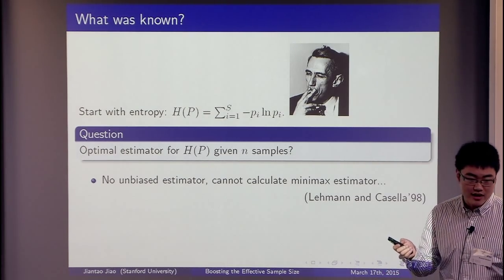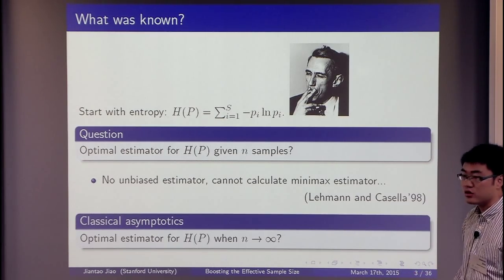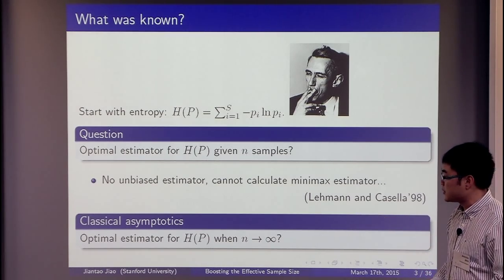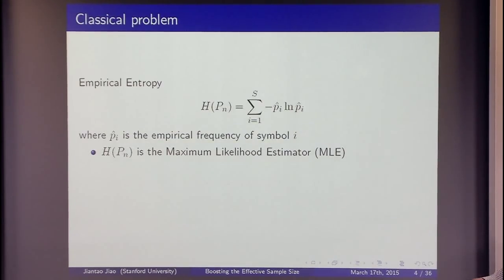So it was observed at least 50 years ago that we need to go beyond this. We need to go to asymptotics. So we ask a question. Suppose what I want is the optimal estimator for entropy when the number of samples goes to infinity, while the problem size S is fixed. What's the optimal estimator? This problem is also non-trivial, but now it's already classical.